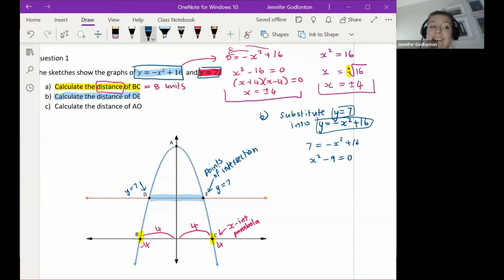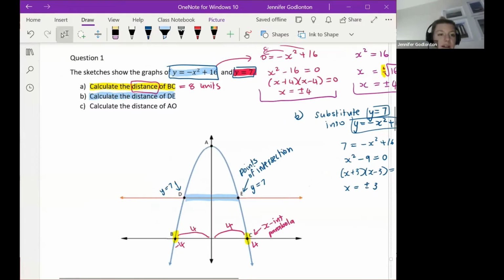Yeah, equating, exactly. So we should get somewhere along the lines of x squared minus 9 equals 0 or x squared equals 9, depending on how you've worked yours out. Then we'll have x plus 3, x minus 3 is equal to 0. So x would be positive or negative 3.